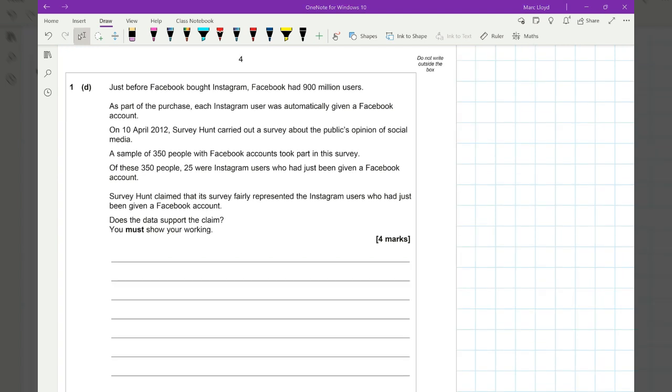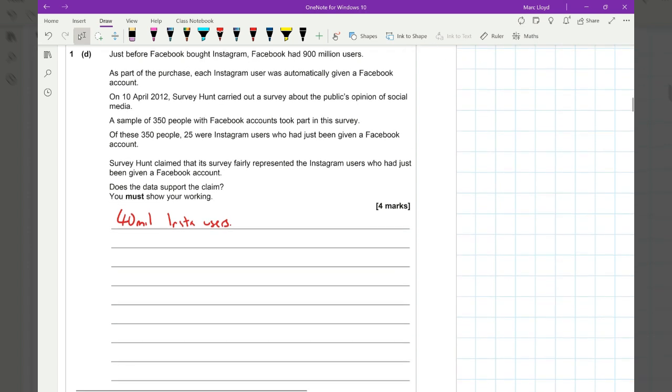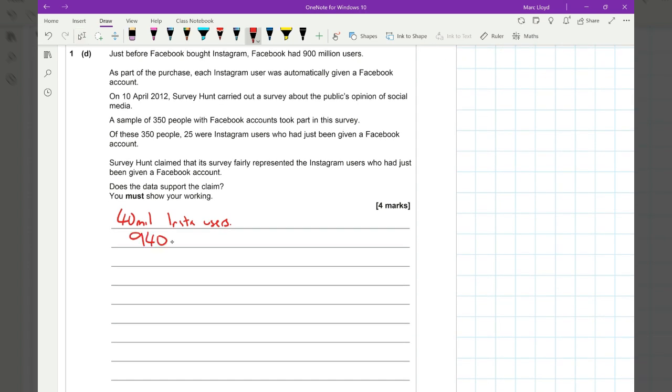Okay, so looking back at the text, there were 40 million Insta users. If they all got Facebook accounts, that meant there would be 940 million Facebook users. 40 over 940, and then multiplied by the 350 people sampled will tell us how many people should have been sampled. So calculator turn on, 40 divided by 940 multiplied by 350, format decimal, gives me 18.